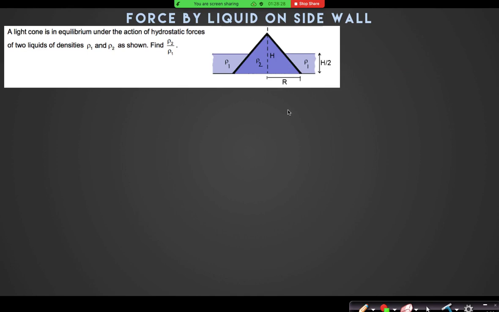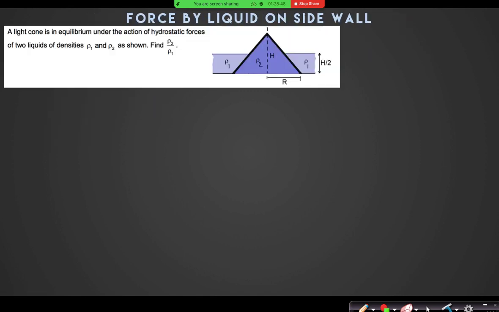There is a thin cone inside which there is a liquid of density rho 2, and outside the density is rho 1. So what is the rho 2 by rho 1 ratio so that it remains in equilibrium? Light cone means the mass of the cone is negligible.